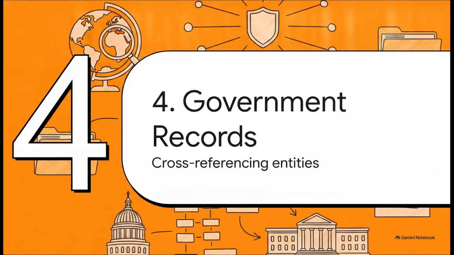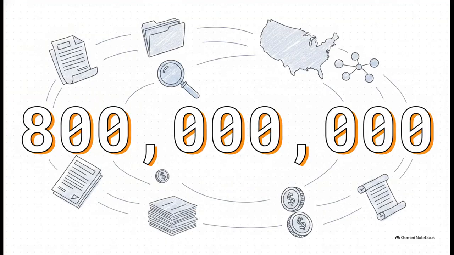Section 4, digging into government records. Okay, identifying the corporate entities is really just step 1. Next, professionals have to cross-reference these entities with regional and federal government records.